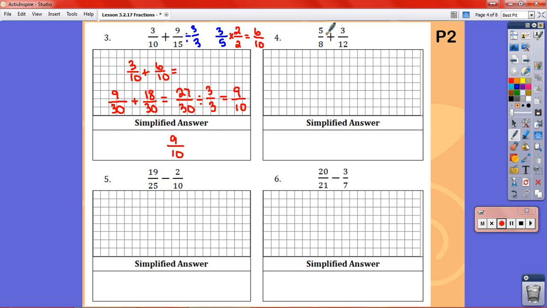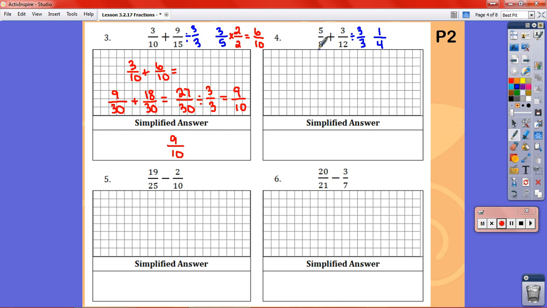Alright, now we have 5/8 and 3/12. So can we simplify anything here? Well, 5 and 8 don't have any factors in common, so no, not that one. But 3 and 12 I can both get to by counting by 3s, so I'm going to divide by 3. 3 divided by 3 is 1. 12 divided by 3 is 4.